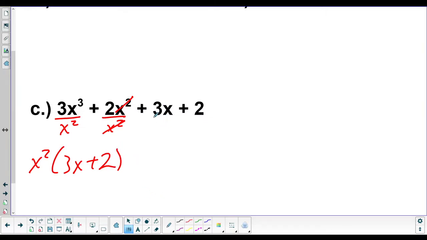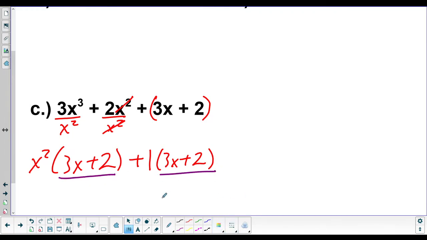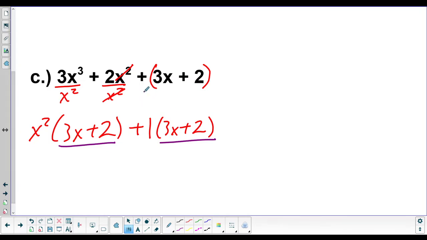All right. This one, we don't have anything in common again, right? 3 and 2 don't have a number in common. They don't both have an x. So what we're going to do is we're going to put plus 1, and then we're going to put these in parentheses. 3x plus 2. And then notice 3x plus 2 matches 3x plus 2. The place this 1 comes from is we're saying we have 1 3x plus 2. That's what we're doing there.